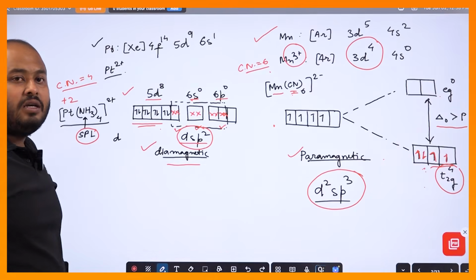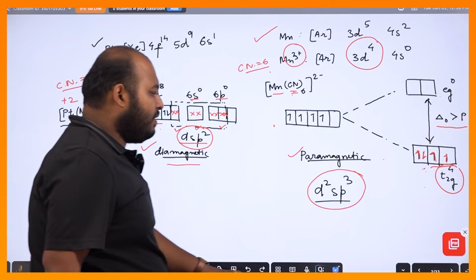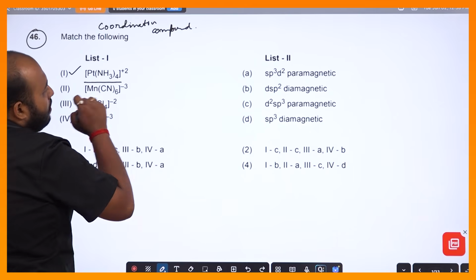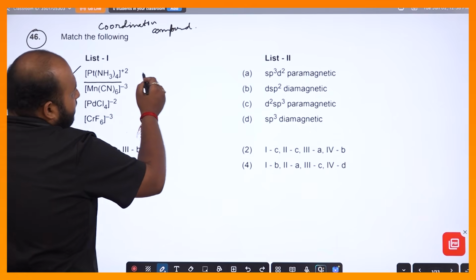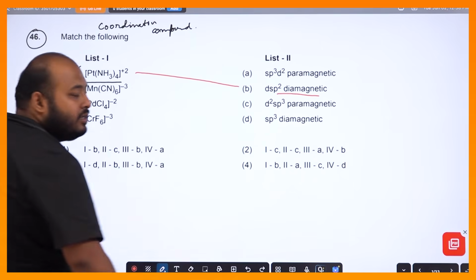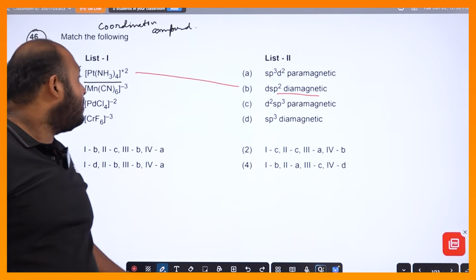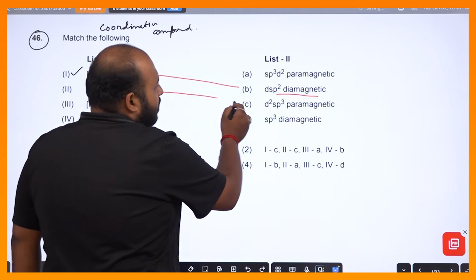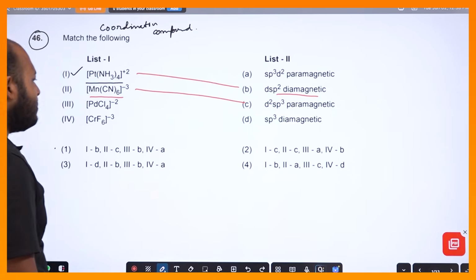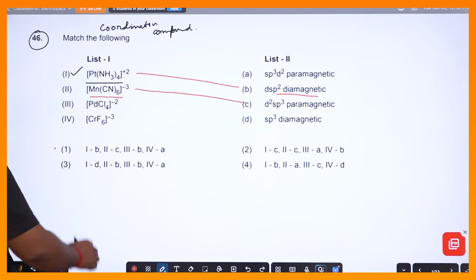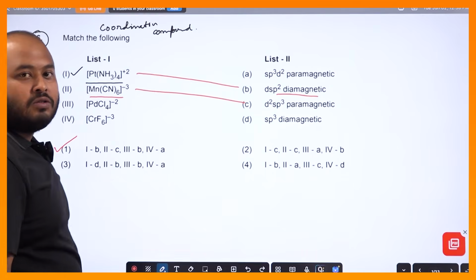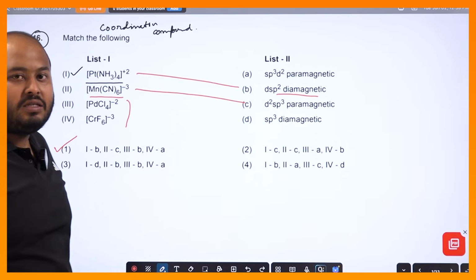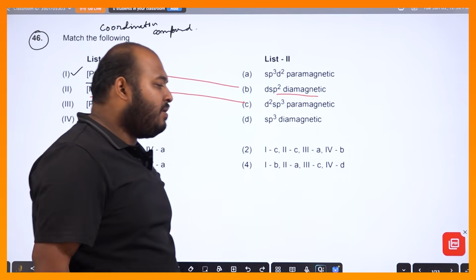So according to this solution, if we go back to our question and mark it, you can see here that Pt is basically dsp2 and diamagnetic, okay, and this Mn(CN)6 3- will be d2sp3 paramagnetic. So from this, if we check out the options, the correct one will be option 1. So hopefully you understand this part. You can also check the rest of the 2 compounds. It will also match. So we have to do it in a minimum amount of time.